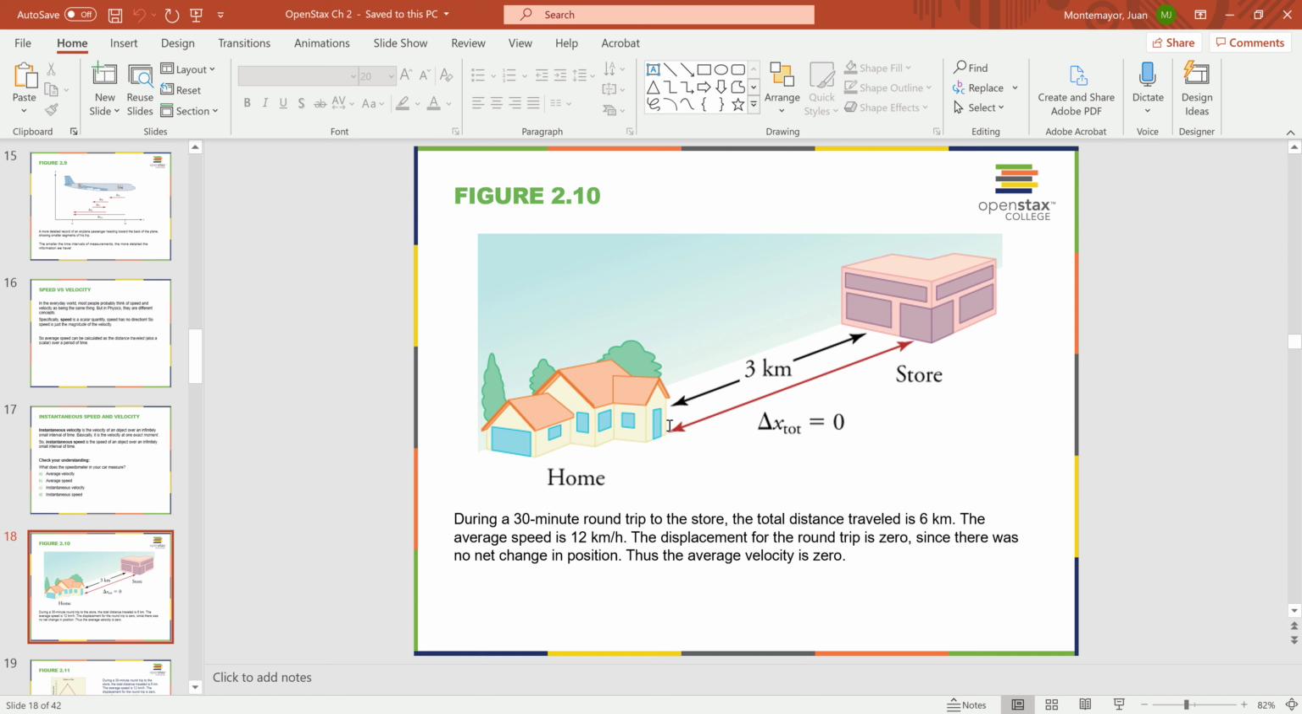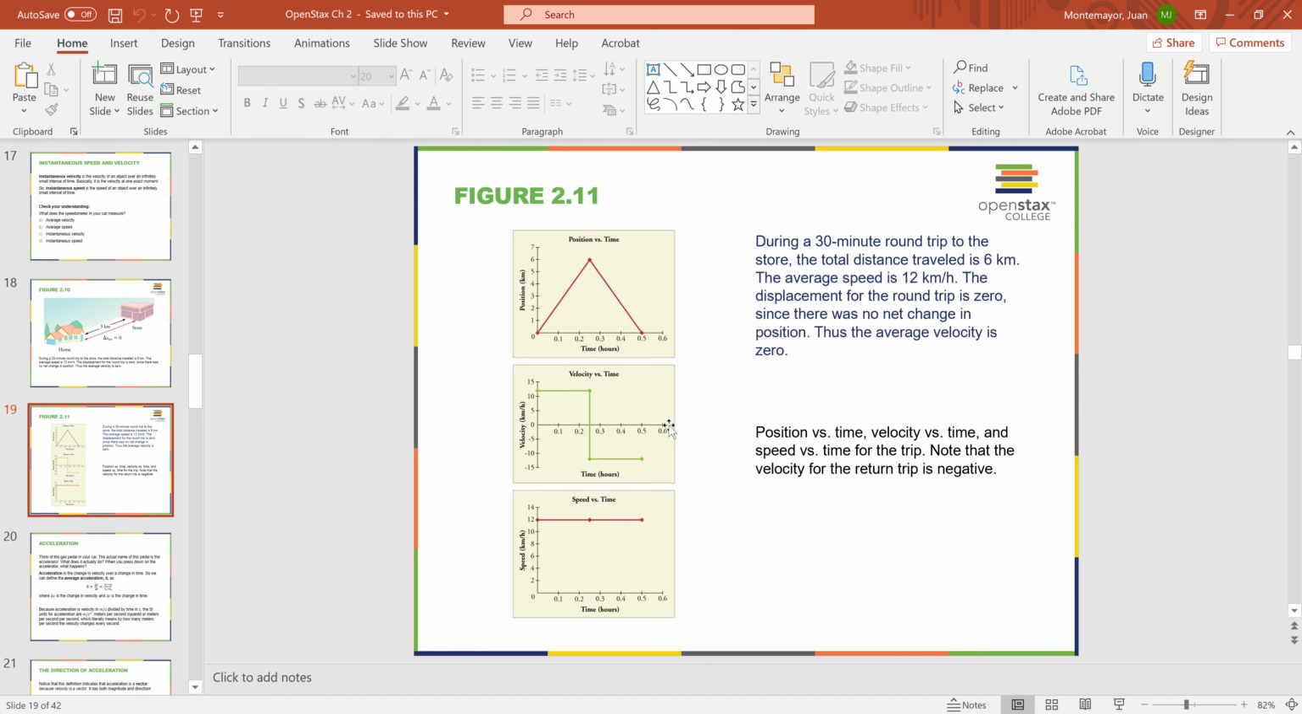So since our displacement is 0, that means our average velocity is 0. Remember, because velocity deals with displacement, not distance. Speed deals with distance. So our displacement is 0 and our average velocity here is 0 as well. So a little bit more of a breakdown to it.